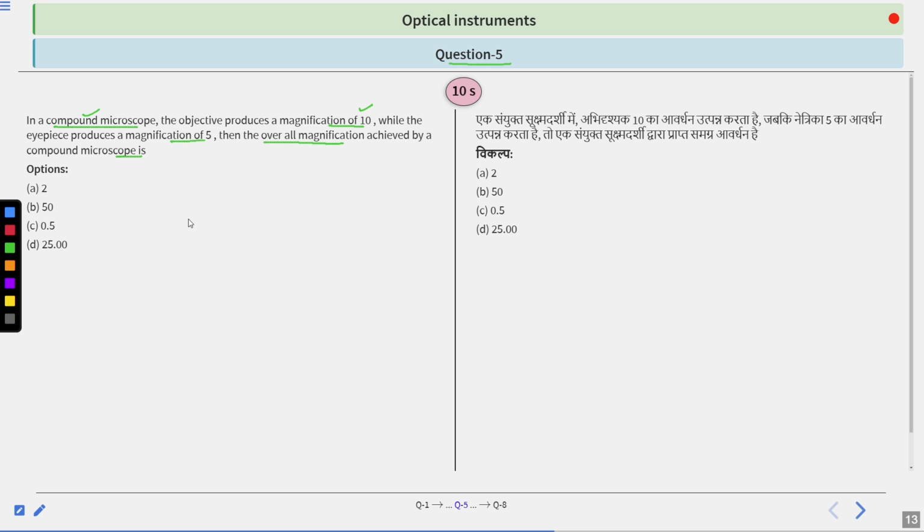So this question asks what will be the overall magnification achieved by the compound microscope, and the individual magnifications are given in this question, that is 10 and 5. So given options: option A is 2, option B is 50, option C is 0.5 and option D is 25.00. So which one is correct? Option A, option B, option C or option D? Clear? You have some time to solve this question. After that, we will provide the solution of this question.